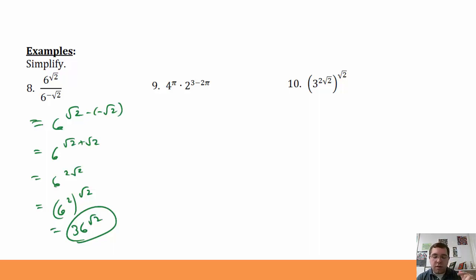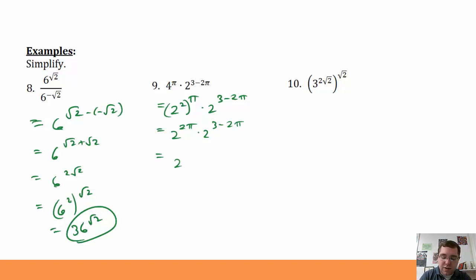Number 9. 4 to the pi times 2 to the 3 minus 2 pi. Well, I can only combine them if the bases are the same. So let's rewrite 4 as 2 squared. Then I'll have a common base of 2. 2 squared to the pi is 2 to the 2 pi power, power raised to a power, multiply the powers. And now I've got two things that are multiplied with the same base, and so I can add the exponents. This is 2 to the 2 pi plus 3 minus 2 pi power. Well, the 2 pi minus 2 pi becomes 0. This is just 2 to the 3rd power, which is just 8. So that whole expression I had before is just the regular ordinary number 8.